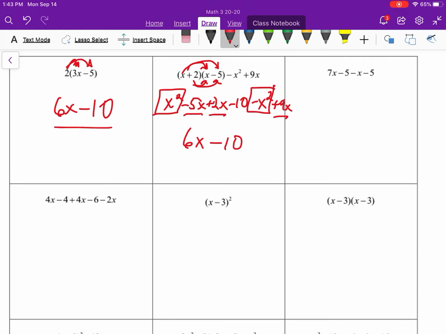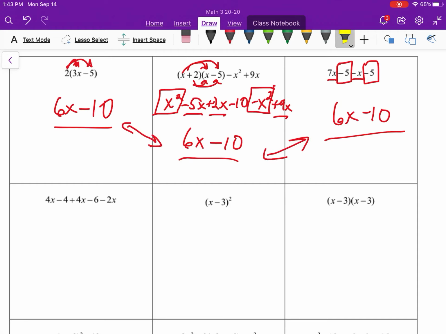Oh, look at that. We found the match. Good. Now we know that these two are equivalent. Let's not stop there. Let's go ahead and do this one and combine like terms. We get 6x. And would you look at that? All three are equivalent. So now we know that all of these expressions are equivalent to one another.